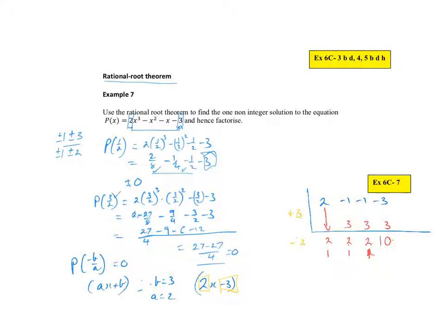Well, that's a good sign. So there's my remainder, and there's my coefficients. So my factors, 2x minus 3, which I started with, and my coefficients here give me x squared plus x plus 1. Now, since these are all positive, I'm pretty confident that they're not going to have any factors, so I can't factorize that. So I'm going to leave my answer as that.